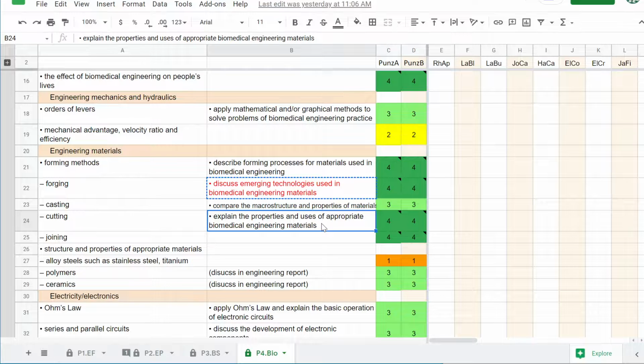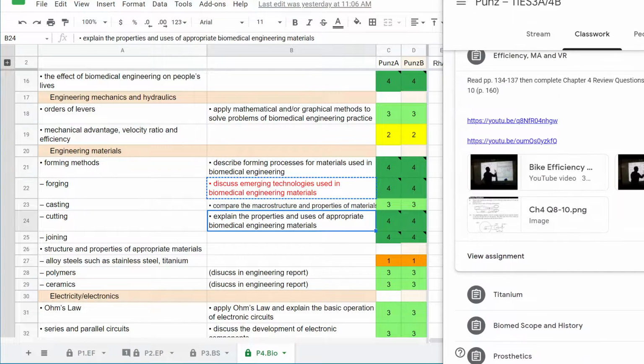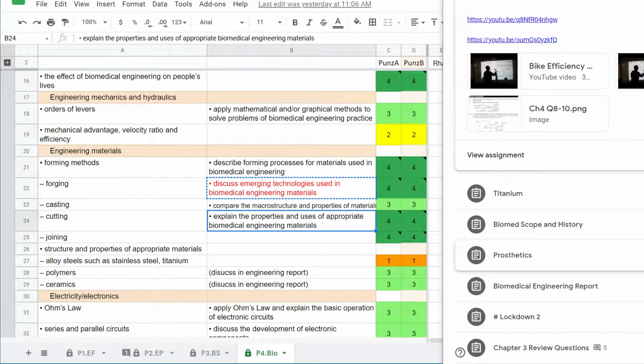Cutting. Okay, so we've set cutting for homework. I'm pretty sure, or I certainly have talked about it. If I haven't, I've talked about what page the details are on in my homework video.